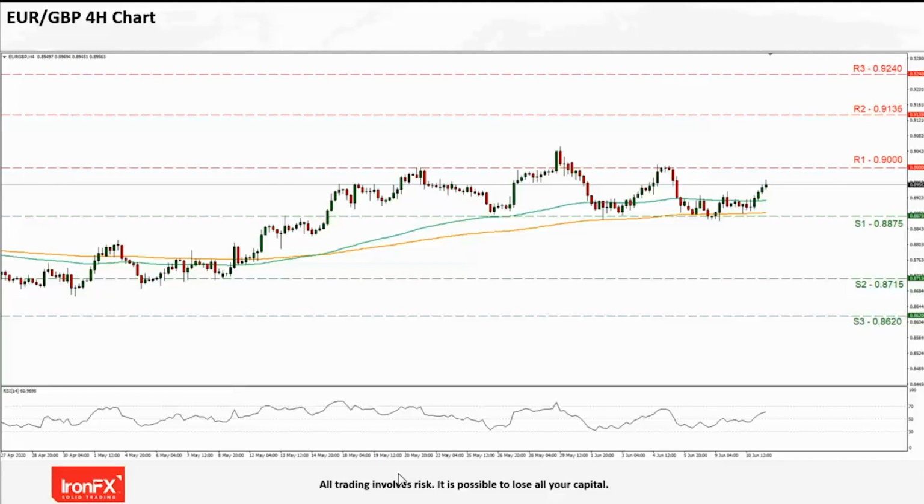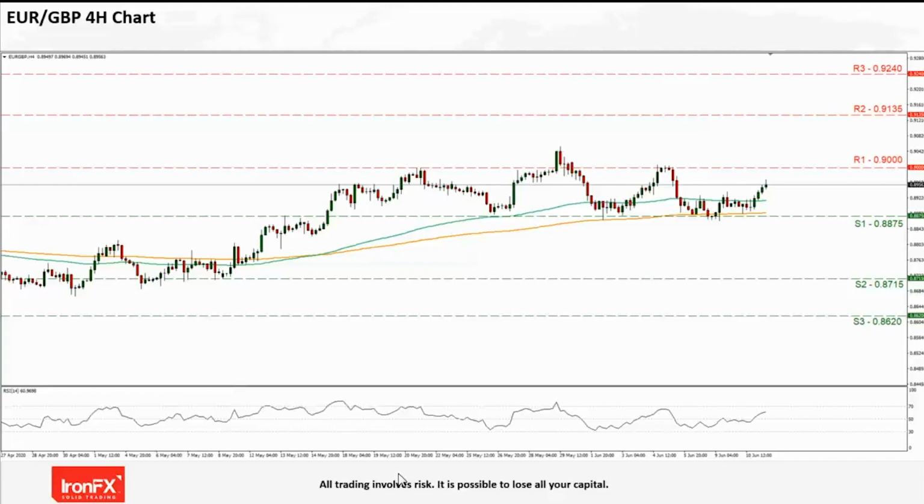Technically, the pair has been moving in a sideways motion since the 0.90 resistance level and the 0.8875 support level during June. Levels to the upside surpassing the R1 are the R2 0.9135 line, and even higher the R3 0.9240 hurdle. In the opposite direction, below our S1 0.8875 level, we have noted the S2 0.8715 support line, last seen in the first 10 days of May, and even lower the S3 0.8620 support barrier.